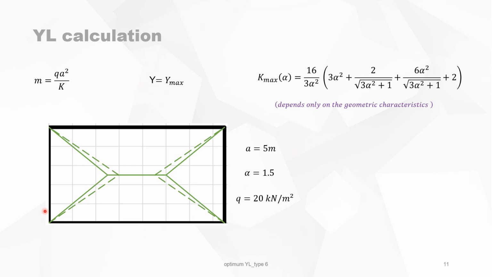Then we can look at an example. For instance, for A is 5 meters and B is 7.5, so alpha is 1.5, and the load is 20 kilonewton per square meter. We can look at the optimum coefficient k, which using the formula is 34 degrees, more or less. So the bending moment is 20 times A squared divided by 34. It's 14.7 kilonewton per meter. So in this way, you can very rapidly find the maximum bending moment.